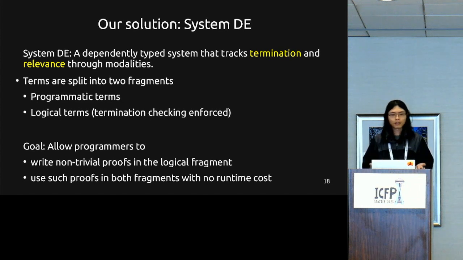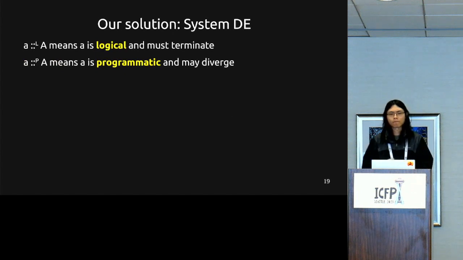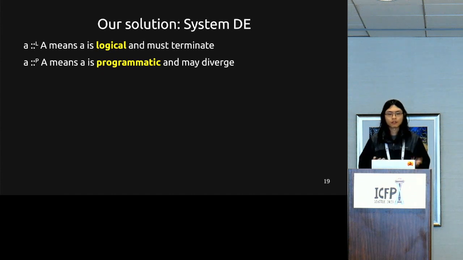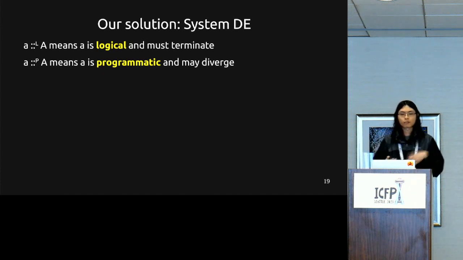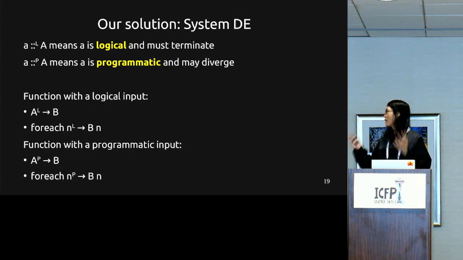Our goal here is to allow programmers to write non-trivial proofs in the logical fragment, and we can use these proofs in either one of the fragments, and they induce no runtime cost. The typing judgment in our new type system is indexed by a modality which tells us which fragment the term belongs to. When it's L, the term is logical. When it's P, the term is programmatic and may diverge. Function types are now indexed with a modality as well, which tells us whether the function takes a logical input or takes a programmatic input.